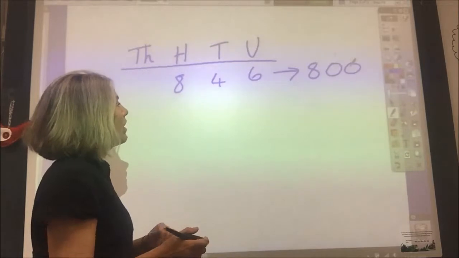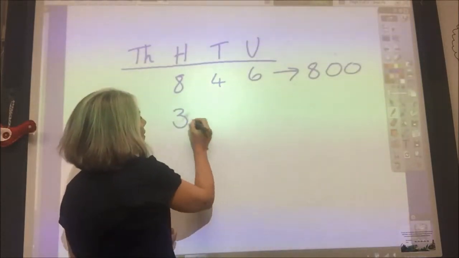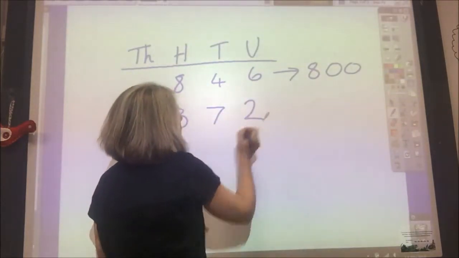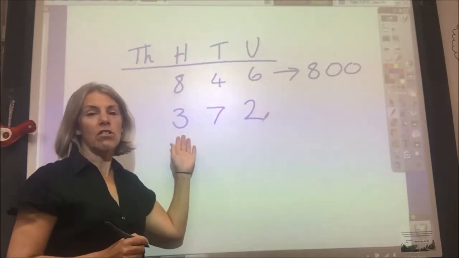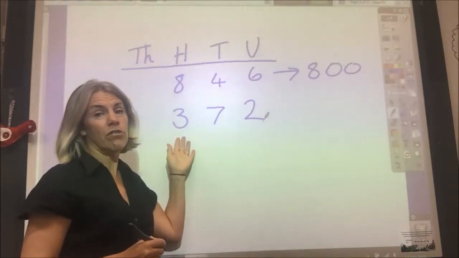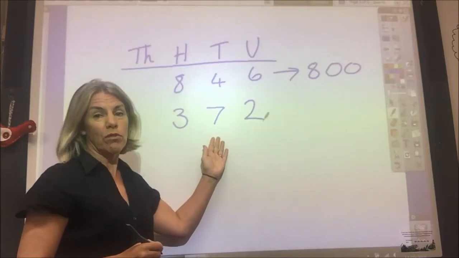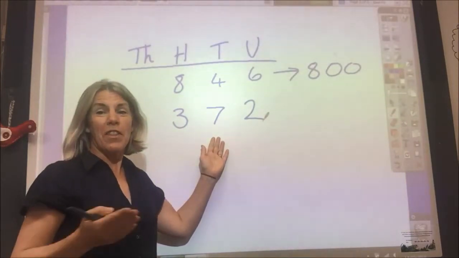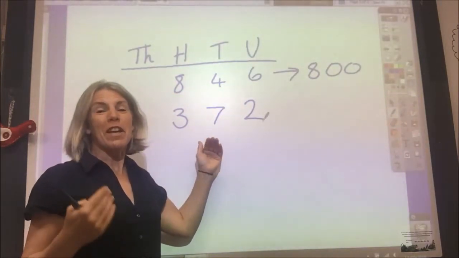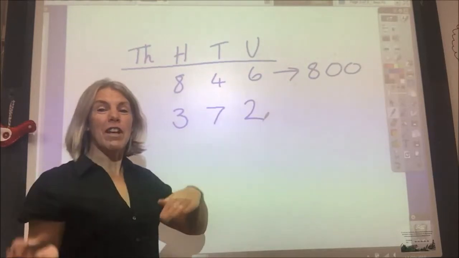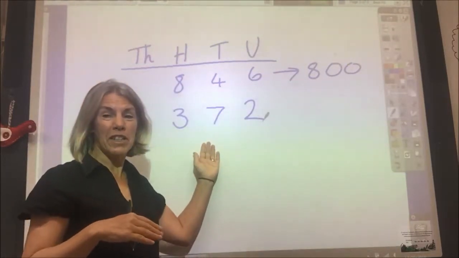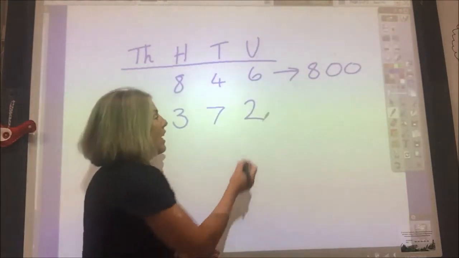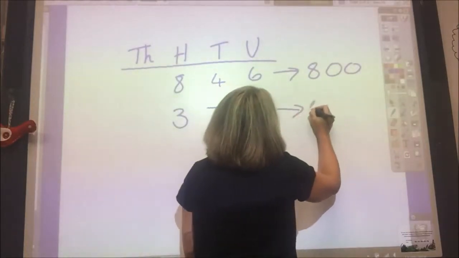Okay, let's try another one. Let's go for 372. We're rounding to the nearest 100. We move one column to the right, look at the 7, that's 5 or above. So is this number nearer to 300 or 400? Because this 7 pushes it up, it rounds to 400.